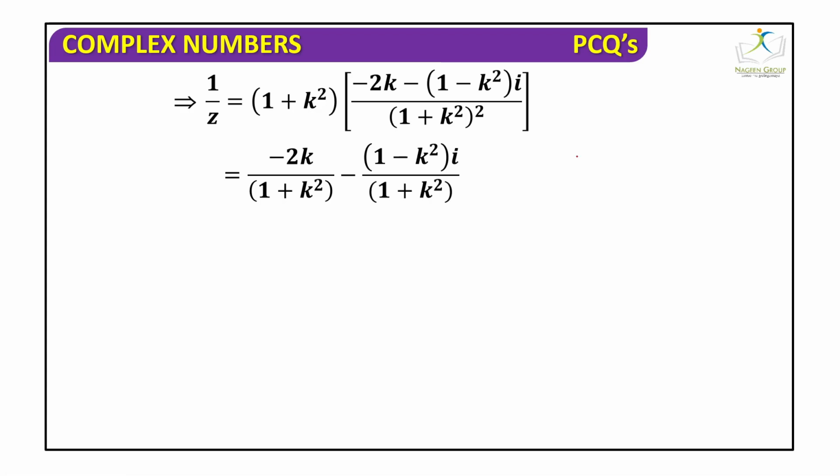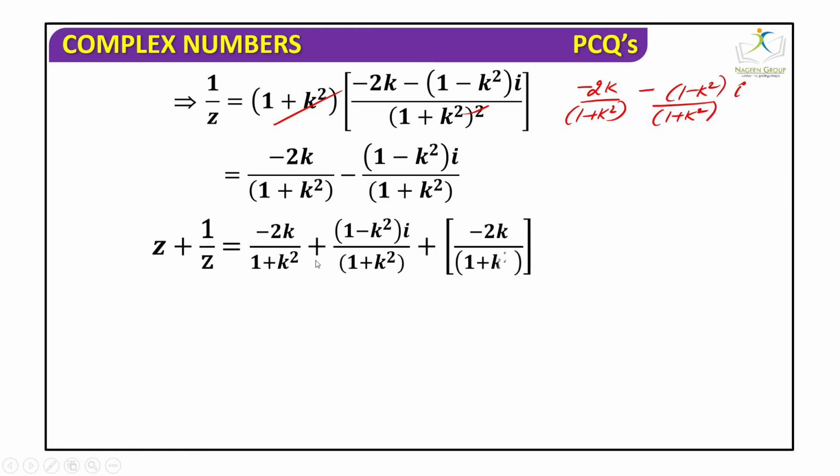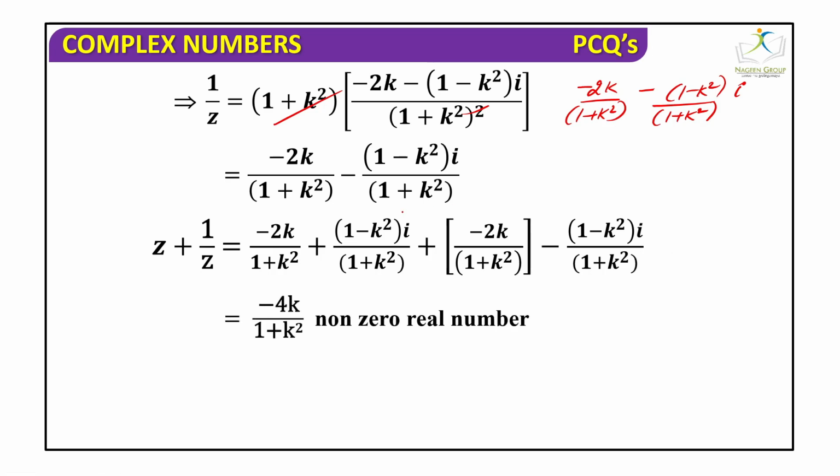So from here you separate it. You will get minus 2k into, in the denominator we have a term, so this will cancel out, and it will be equal to 1 plus k squared. And from this minus we multiply, this will be equal to 1 minus k squared into 1 plus k squared as it is, and then iota. Now after this add z plus 1 by z. The complete value will be equal to, here this plus sign and this negative sign, so this same cancels out and this will give you minus 4k by 1 plus k squared, which is a non-zero real number.